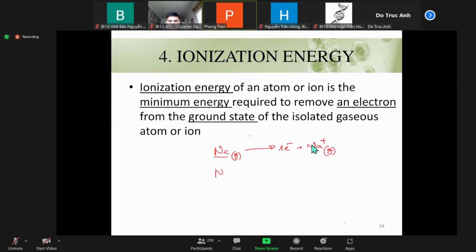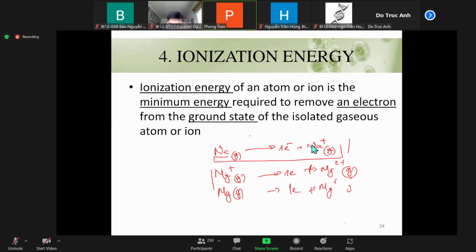You can imagine also that you have magnesium plus gas. You remove one electron, you have magnesium 2 plus gas. You will have the ionization energy of the magnesium 1 plus. So for sodium, you talk about one ionization energy, but when you talk about magnesium, you will talk about magnesium gas, one electron plus magnesium plus. So you will talk about the first ionization energy, the second ionization energy. Okay, the first ionization energy, and you talk about the second one. For aluminum, you can talk about the third one and so on.